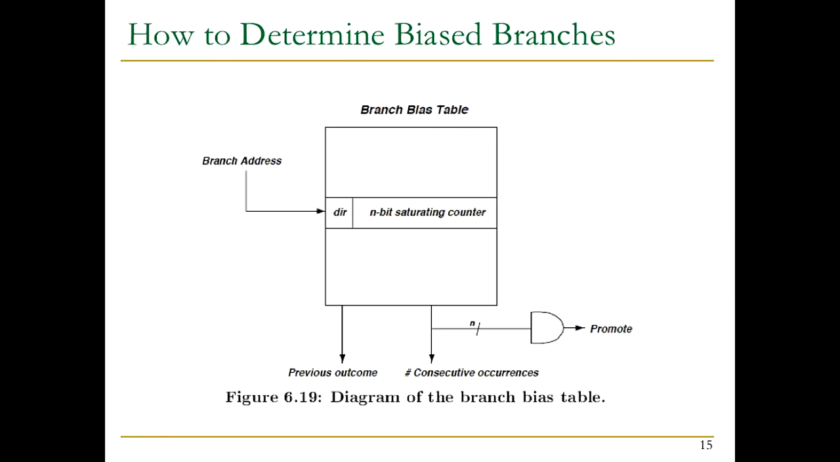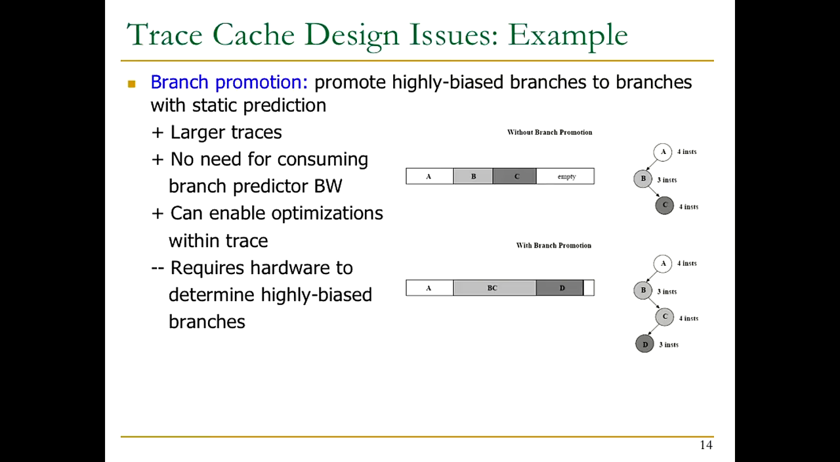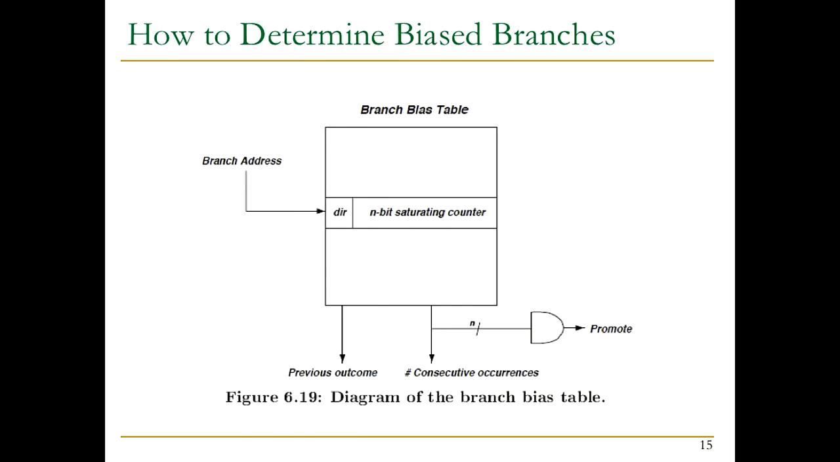Make sense? So we're adding more and more hardware, as you can see, though. This is coming at a cost. Okay, so that's one example of optimization of the trace cache such that you can better utilize the trace cache. What else can you do?